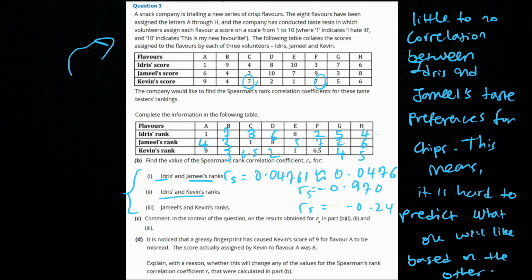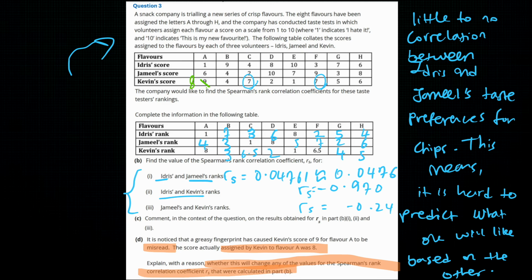Now this is the important part. It is noticed that a greasy fingerprint has caused Kevin's score of 9 to be misread. The score actually assigned by Kevin to flavor A was 8. So flavor A, Kevin had actually assigned this as 8 instead of 9. Let's make it visible, so it's going to be 8 instead of 9. Explain, with a reason, whether this will change the values of Spearman's rank correlation coefficient.